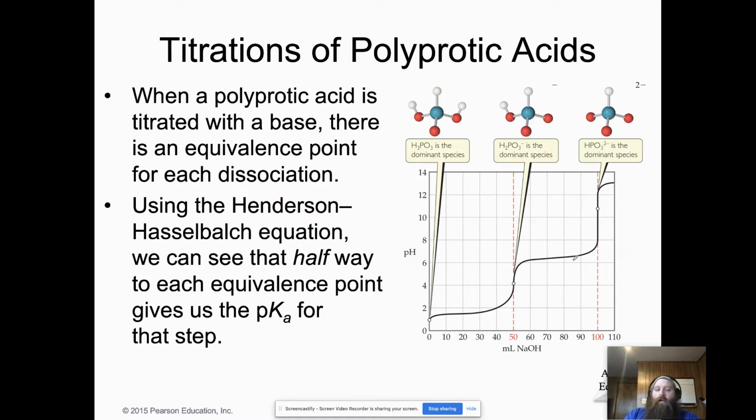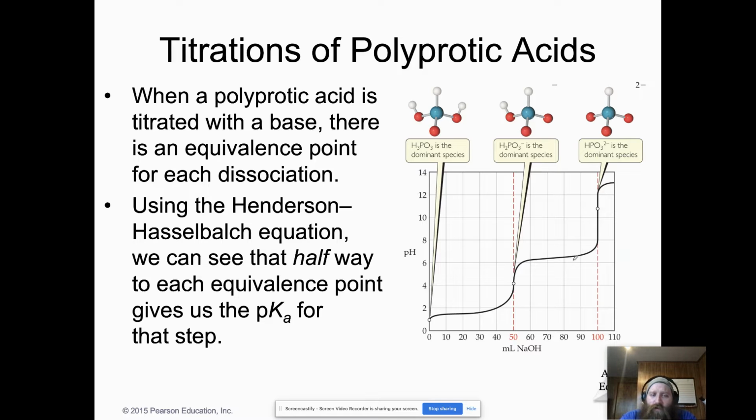Now here's another titration curve, but you'll notice that it has multiple vertical regions and multiple equivalence points. So this is the case for polyprotic acids, so diprotic or triprotic acids. And each removal of a hydrogen ion is going to be associated with one of those vertical regions.